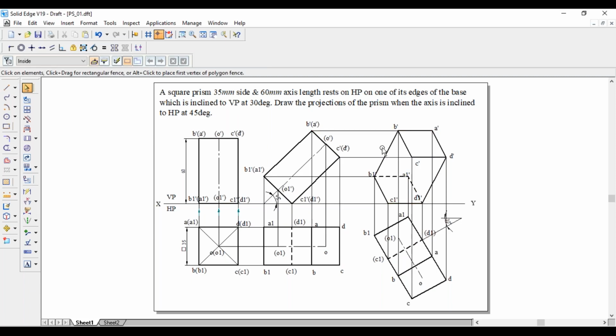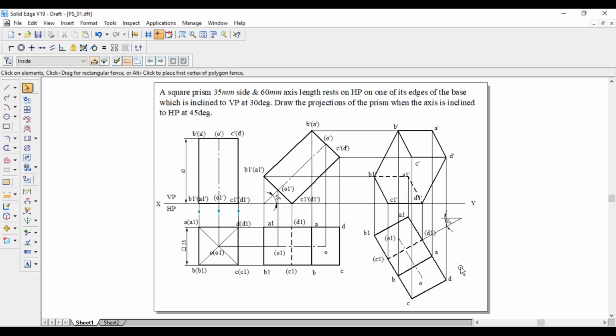Coming to the longer edges, B1 we have already joined. So there is B dash B1 dash. B is here, B1 is here. If you see from this side, it is visible. Similarly, D dash D1 dash is already joined. This is D1, but this is the outer point, so it is visible.